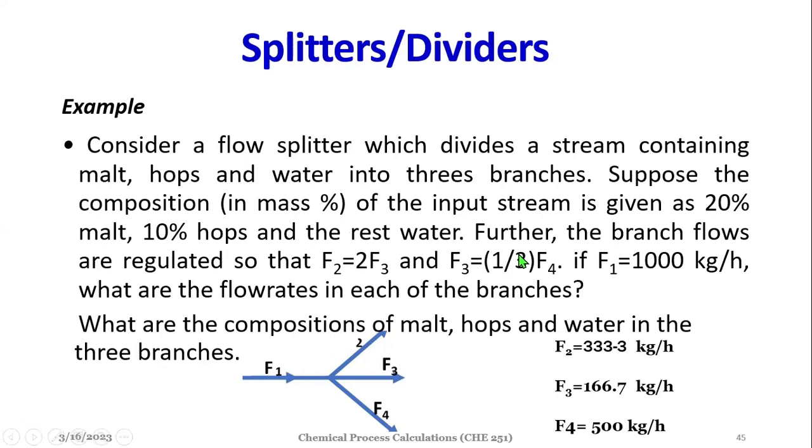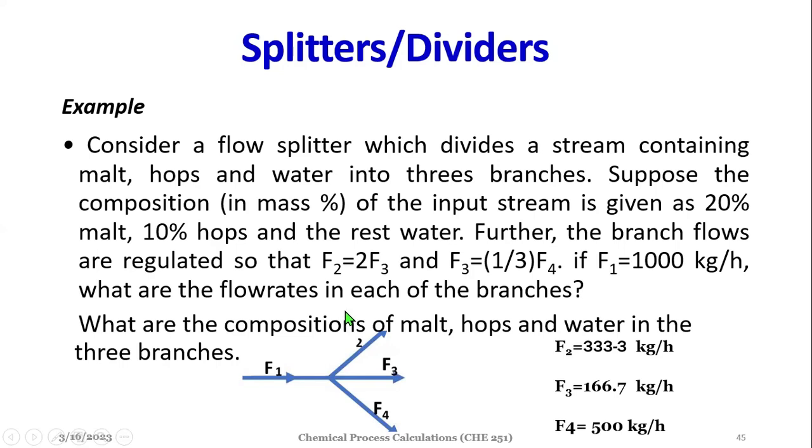Now the question says that further, the branch flows are regulated so that F2 is equal to 2F3. F3 is equal to 1/3 F4. Okay. And now we have F1 to be equal to 1000 kilograms per hour. So what are the flow rates in each of the branches?